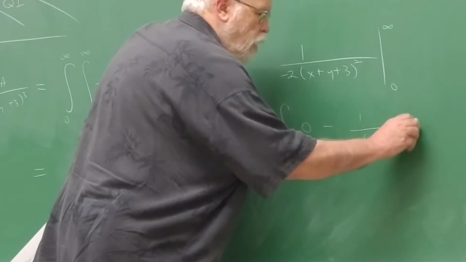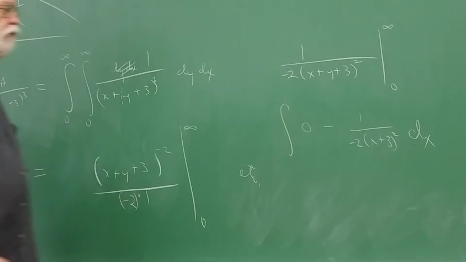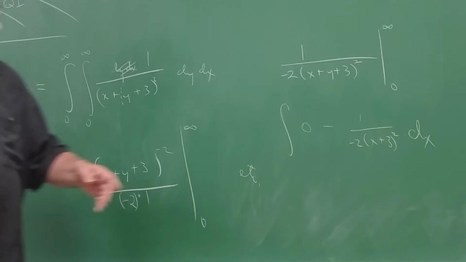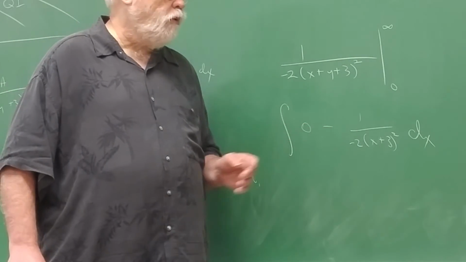Anyway, will this converge or diverge, do you think? And if you know me, you're going to say it's probably going to converge, because I don't really like to waste a lot of time on things that diverge. It does converge. How come it converges? It's essentially 1 over x squared.